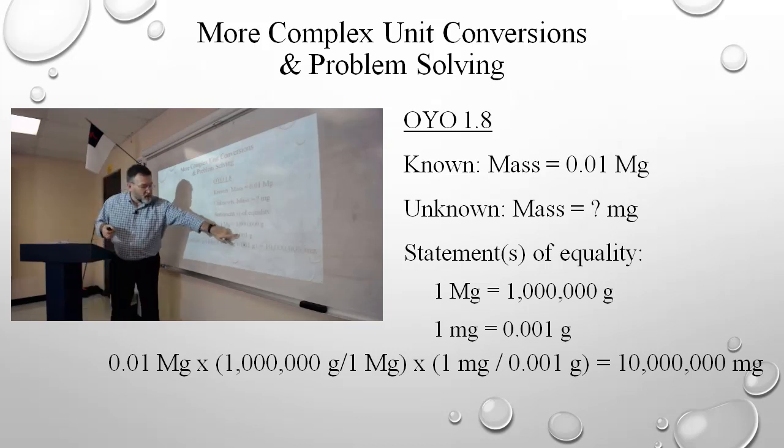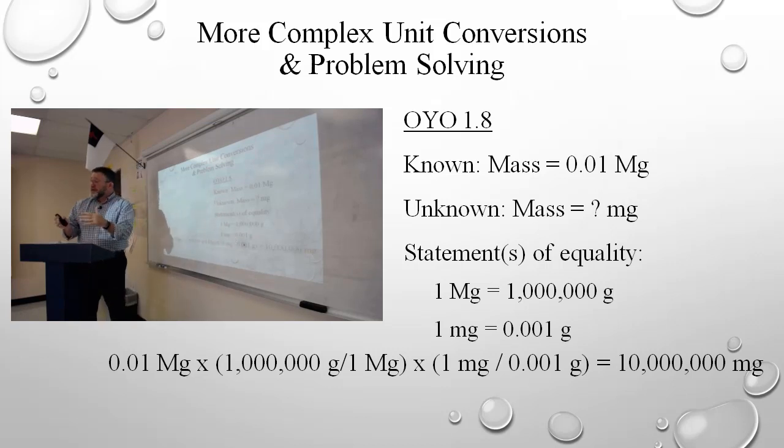Just using that statement of equality and putting it in the right order. Again, if you go through and the units don't all cancel out appropriately, you know you've got one of your conversion factors upside down. So go back and fix it. We'll talk about that when we talk about derived units in just a moment, so that'll make a little bit more sense. But anyway, this is the setup to translate from the language of megagrams into the language of milligrams. And 0.01 megagrams is equal to 10 million milligrams.